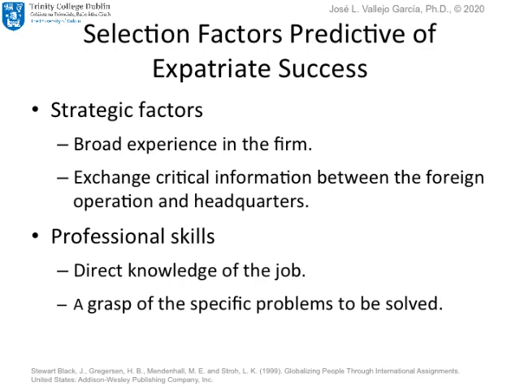The selection factors predictive of expatriate success are the following. Strategic factors will include broad experience in the firm of the candidate, and the exchange of critical information between the foreign operation and headquarters. That's an important aspect that companies have to consider when sending somebody on assignment. And professional skills, direct knowledge of the job. As we have mentioned before, technical skills are over any other skill when it comes to international assignments. The second most important one would be immediately culture. Then a grasp of the specific problems to be solved.